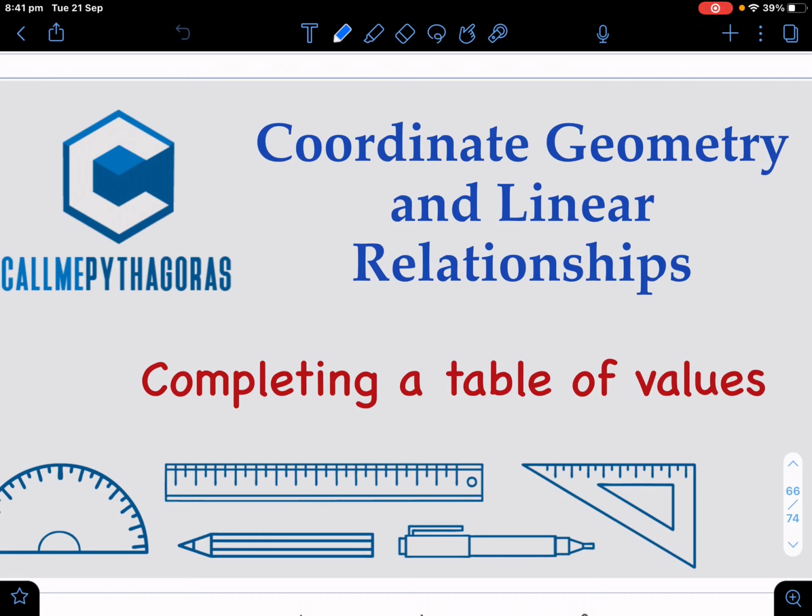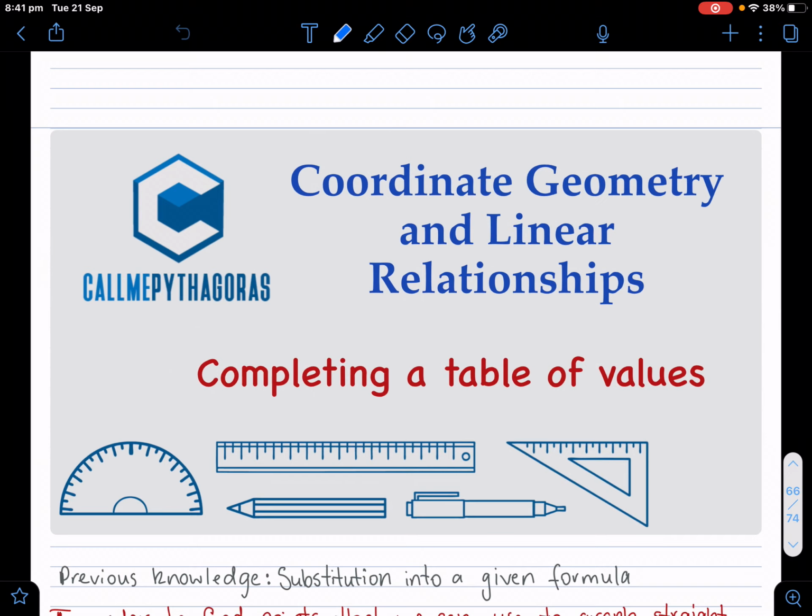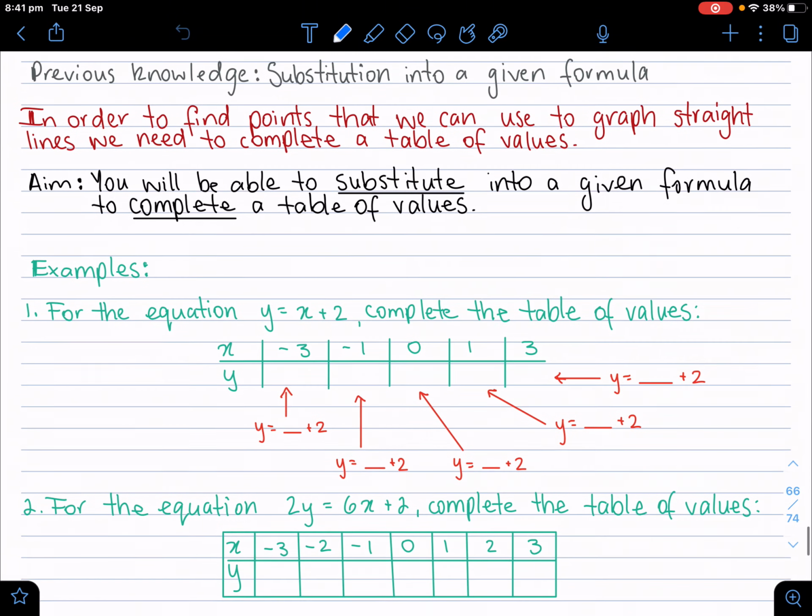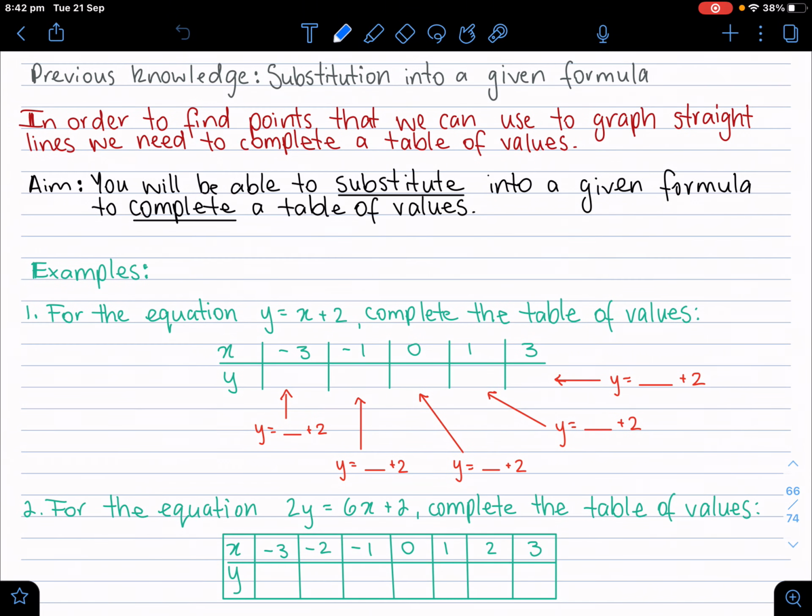Hey guys, so today we're going to go through completing a table of values in order to graph straight lines as part of coordinate geometry and linear relationships. In order for us to actually graph a straight line, we need to complete a table of values, or we need to know what the corresponding y value will be for a given x value with an equation.